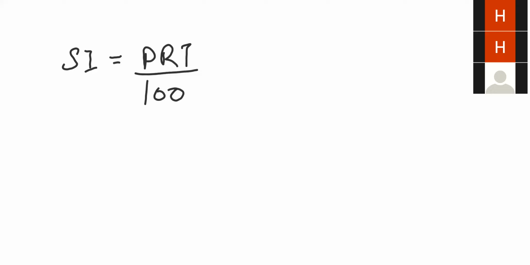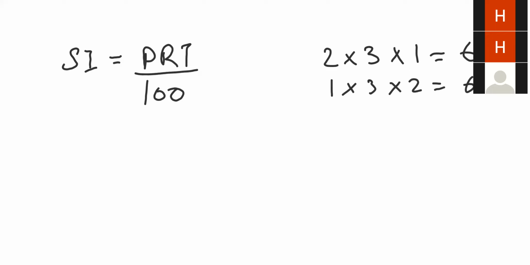It does not matter when you're multiplying because, for example, if you have 2 into 3 into 1, it's going to give you a product of 6. However, if you have 1 into 3 into 2, it is also going to give you a product of 6. So it's the same thing. Your simple interest formula becomes PRT over 100.